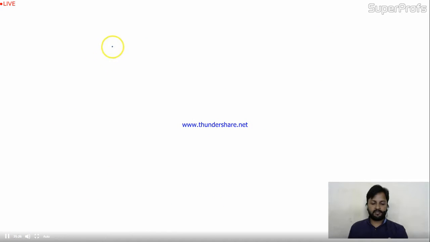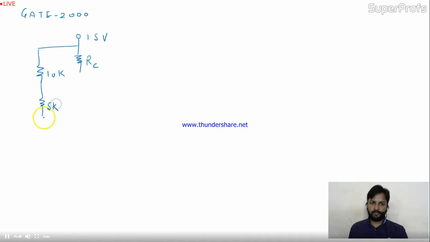So next question is given. Let me draw the circuit. This is the gate problem. This is 15 volt. RC is connected over here. Again, potential divider, 10K, 5K. Over here it's 430 ohm, connected like this. RC is over here. This is 15 volt. Everything is okay. 10K, 5K.